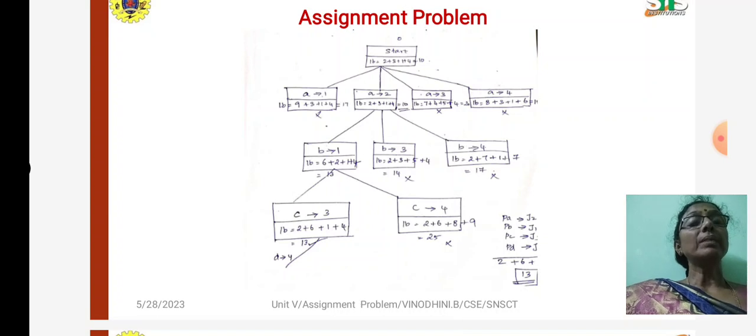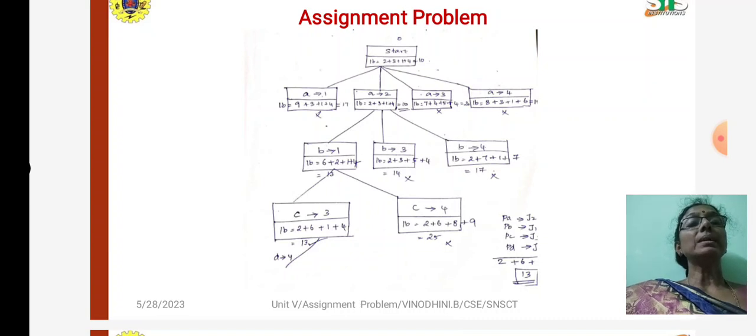From that, again we go to the next level. At the next level we are going to assign a job to person B. Since we have already assigned job 2 to A, the remaining 3 jobs may be assigned to person B. For person B we can assign job 1, job 3, or job 4. Based on those 3 assignments, again we have to calculate the lower bound value.